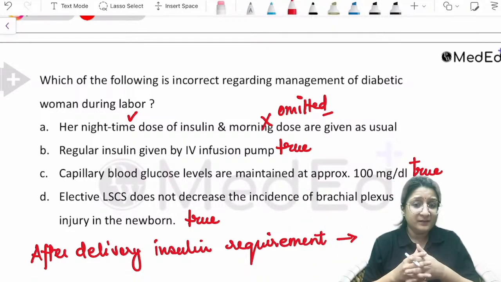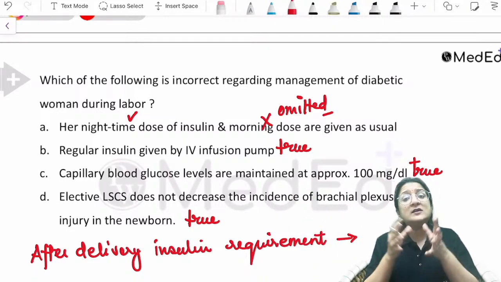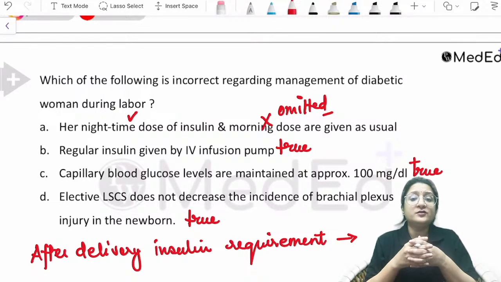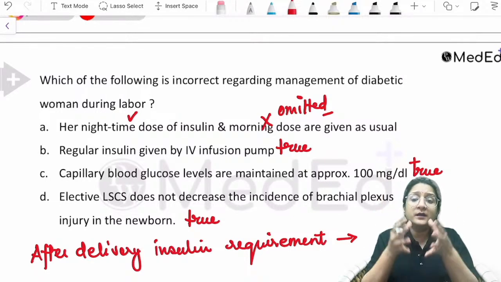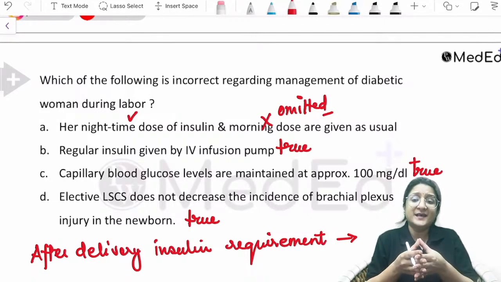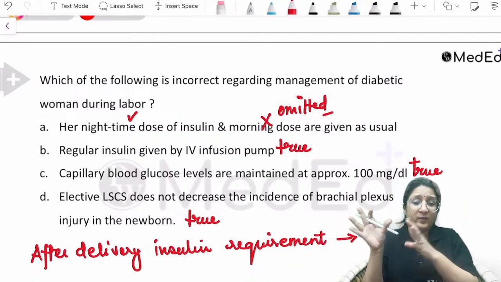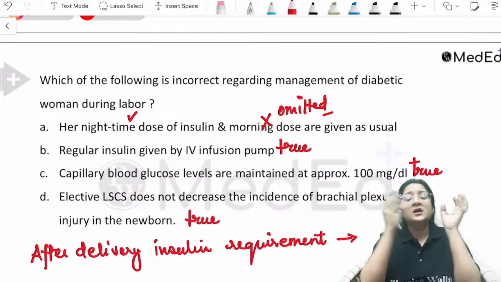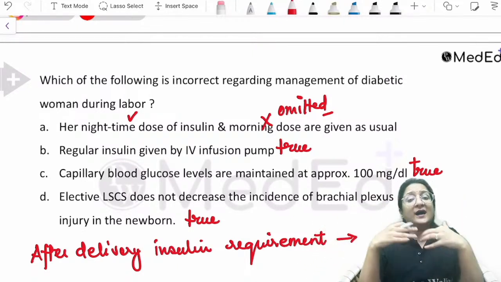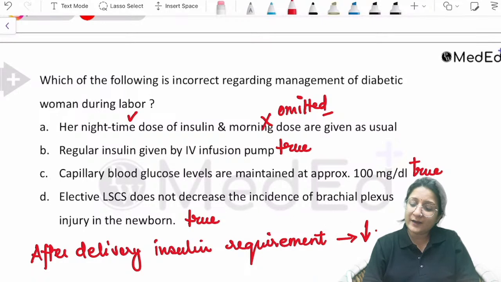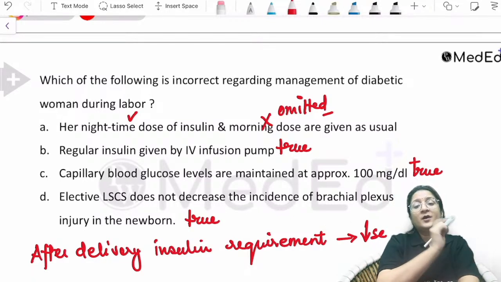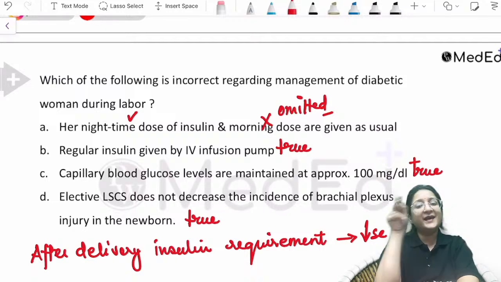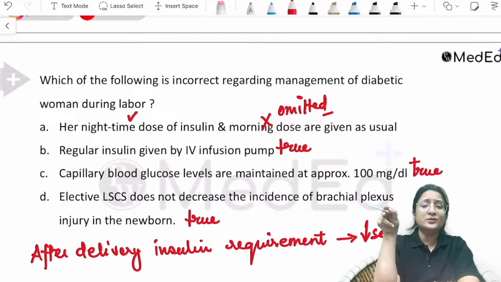But after delivery, she will not require the same dosages of insulin. The hormones that are responsible for the insulin resistance in pregnancy are withdrawing now. Placenta is out, placental hormones are withdrawing now. After delivery, her insulin requirement will decrease. Keep that in mind.